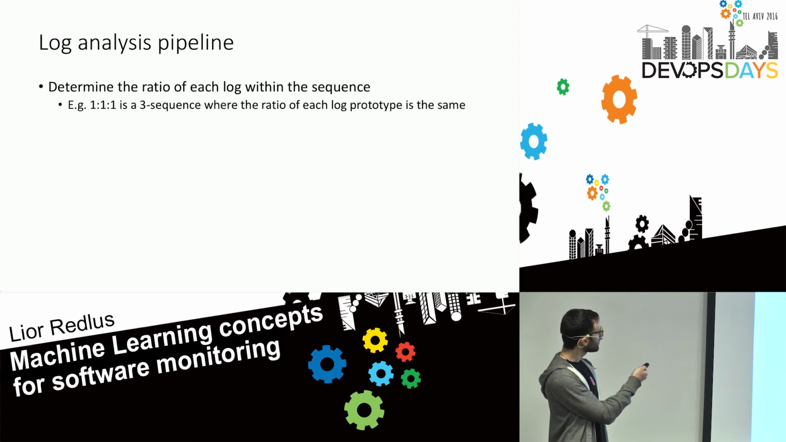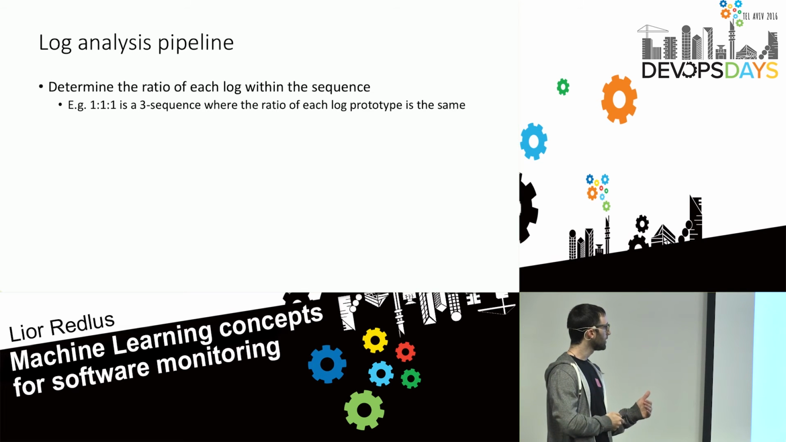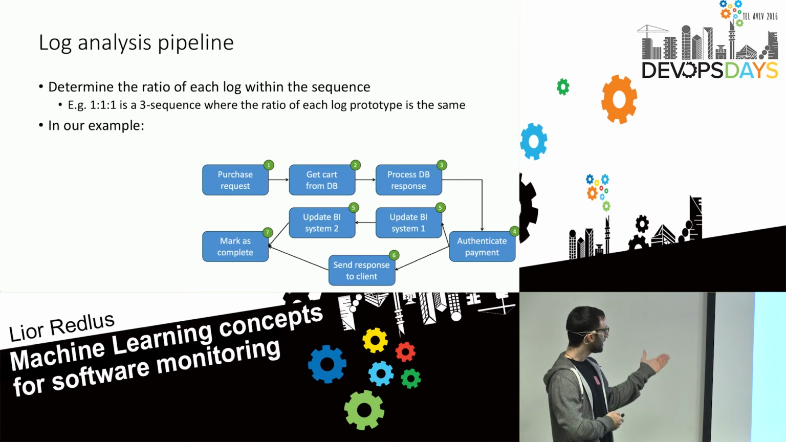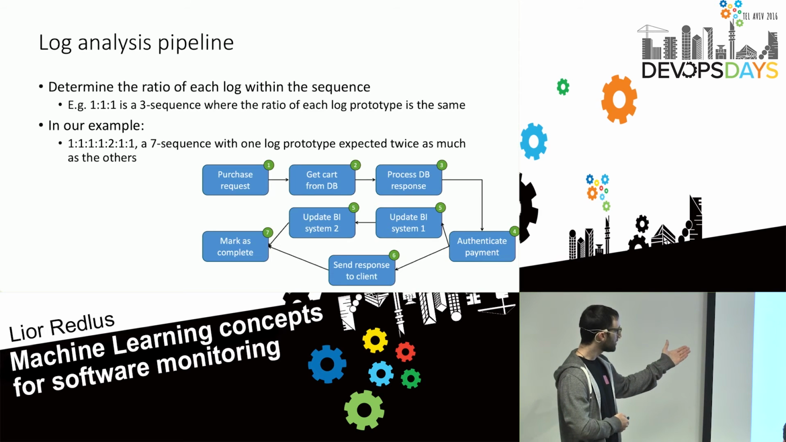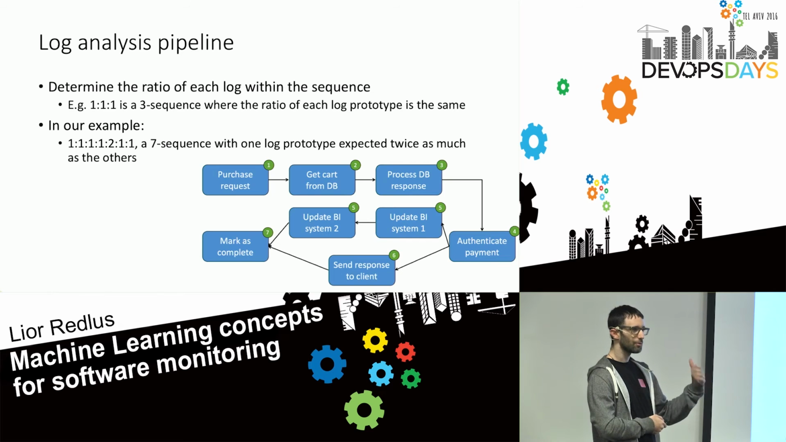So if we look at the log sequence, a 3 sequence with ratio 1, 1, 1 would say that we expect that each log prototype has the same occurrences as all the others. In our example here, we have a 7 sequence with 1 log record showing twice. So we expect the ratio of this log to be twice as much as the others.